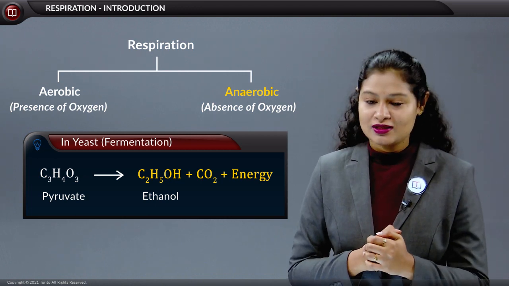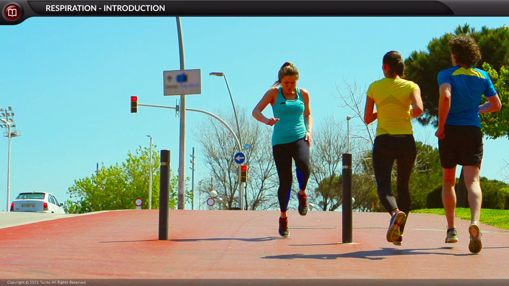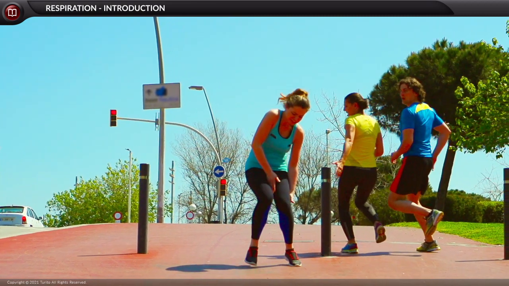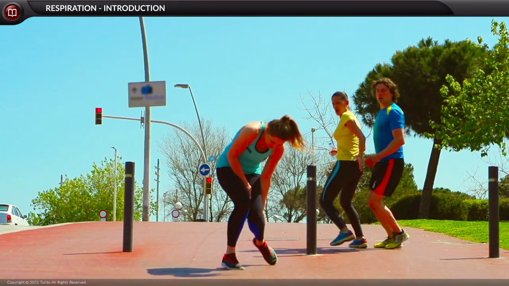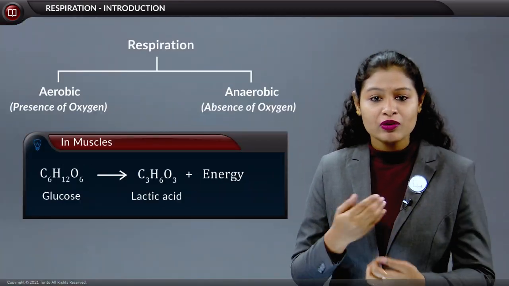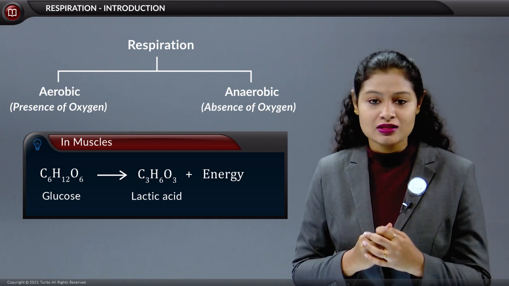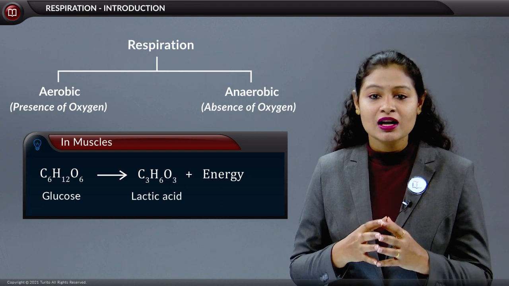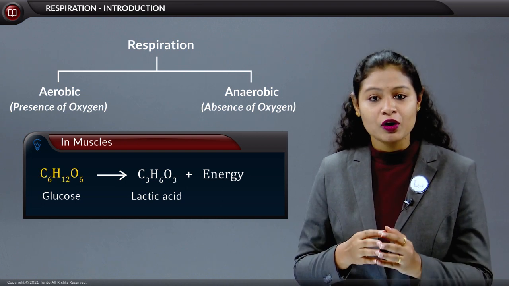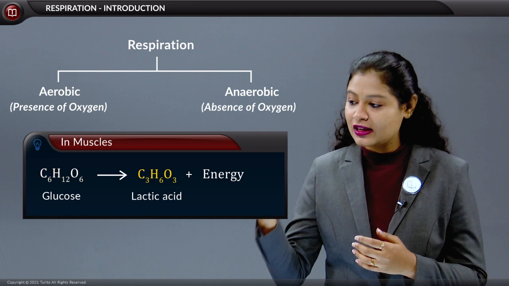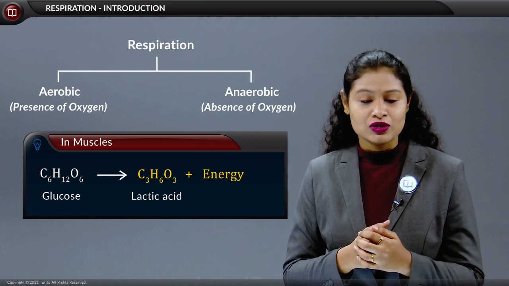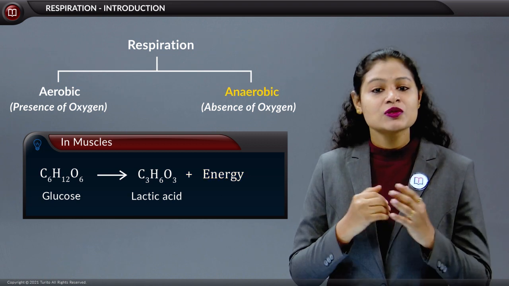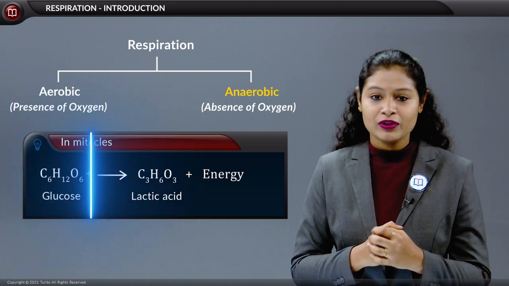Let me ask you a question. Have you ever experienced muscle cramps? I guess everybody would have. When a person is doing any kind of extremely vigorous physical activity, the body requirement of energy also increases. To compensate the energy requirement, the stored glucose in our body is broken down to form lactic acid and releases energy. Now this process is happening in absence of oxygen, so it is anaerobic in nature.